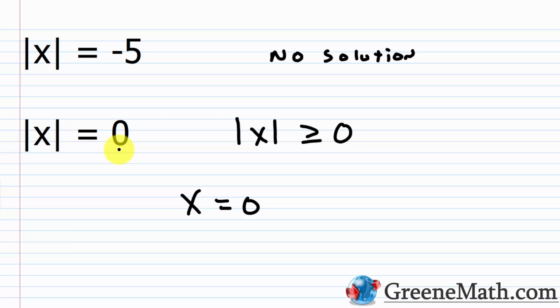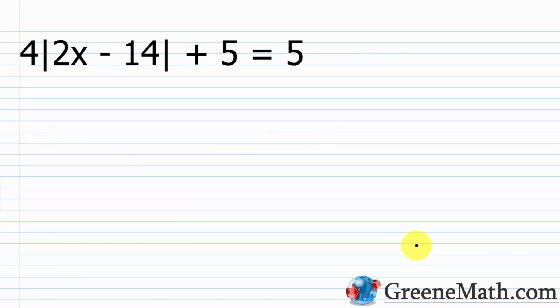If this was the absolute value of x is equal to 2, again, x could be 2 or it could be negative 2 because each have an absolute value of 2. But when you get 0 there, you only have one unique number that has an absolute value of 0, and that's just 0. So let's look at this equation here.